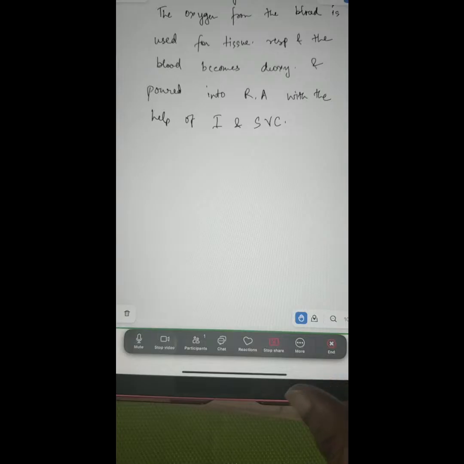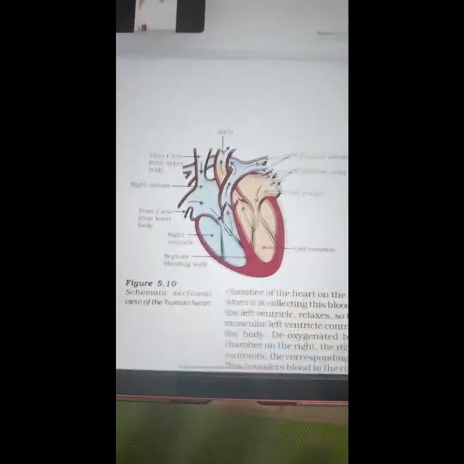Right, as we are done with this double circulation, all the diagrams that I made were just for your understanding so that you can develop a concept of how the human heart is functioning. Now we will see the diagram that is given in the book. So this is the diagram that is given.